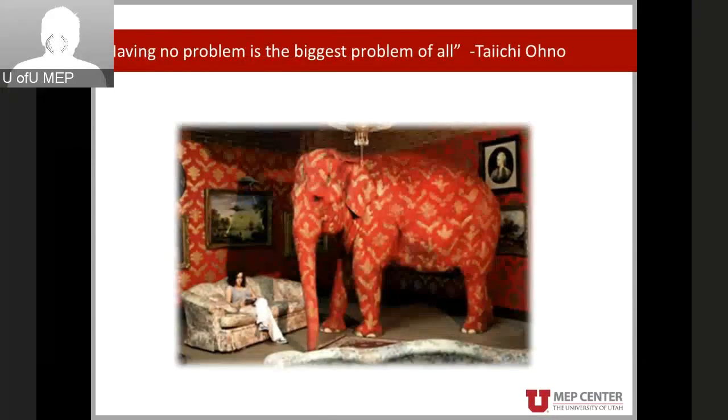I think another phrase that I really like a lot is this one by Taiichi Ohno: having no problem is the biggest problem of all. So it's important for your staff and for you to actually go out and see what the problems are and recognize that they exist so that you can fix them.